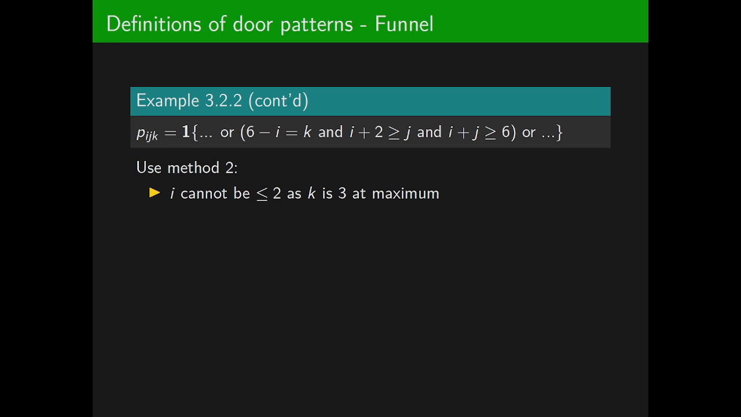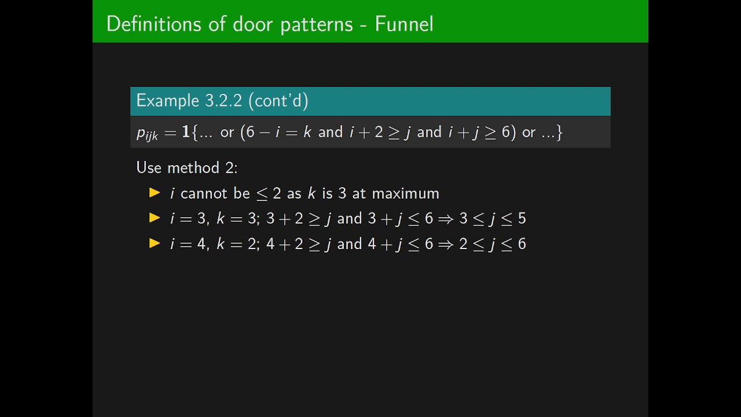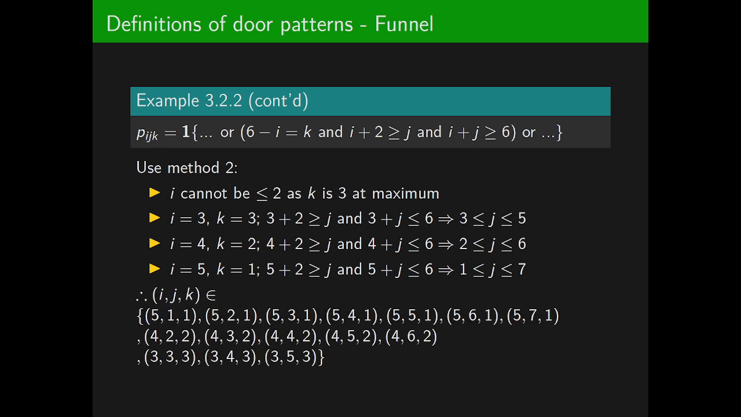The second indicator function. So again, method 2. I cannot be less than or equal to k, as k is 3 at maximum. So that's important. I equals 3, k equals 3, plug in the values, gives you j is between 3 and 5 inclusive. I equals 4, k equals 2 this time, because it's 6 minus I equals k. So j is between 2 and 6 inclusive. I equals 5, k equals 1, plug in for j, 1 to 7 inclusive. And then I just permutate it for all values of j, so 511, 521, and so on.